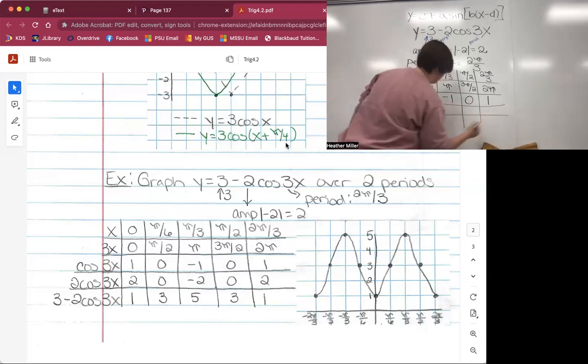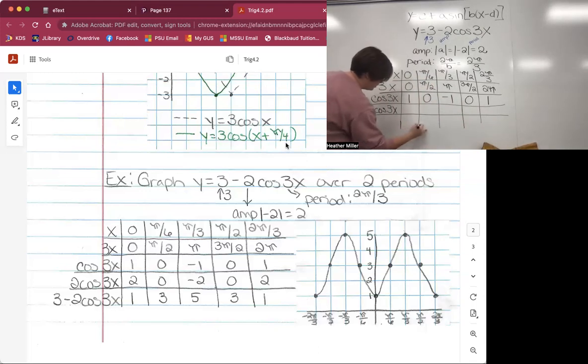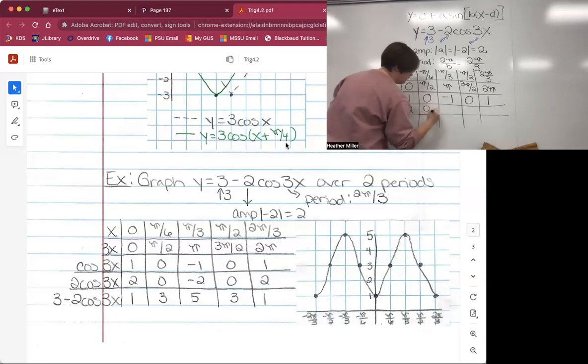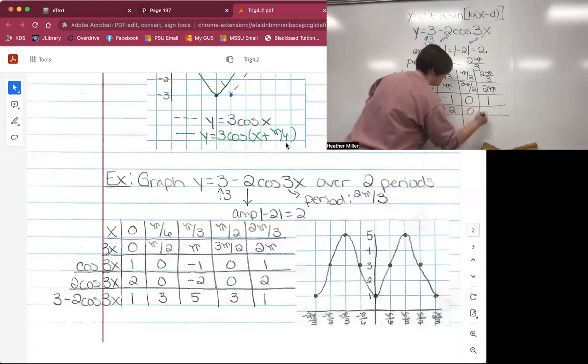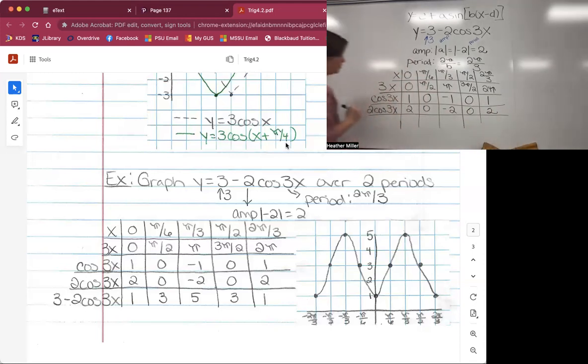I guess you could do -2. The book did 2. That's why I did 2. So we're taking 2 times this row above. So that'd be 2, 0, -2, 0, 2. The last row is where we do all of it.